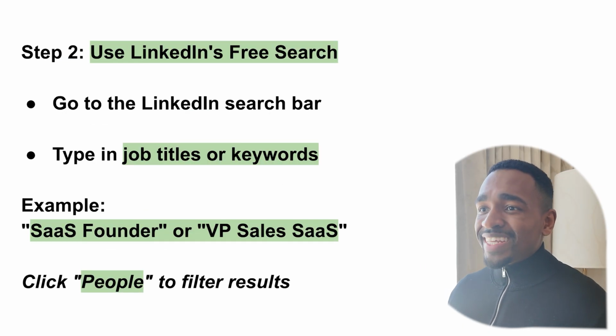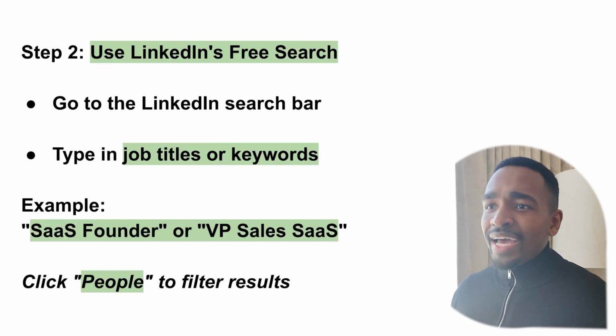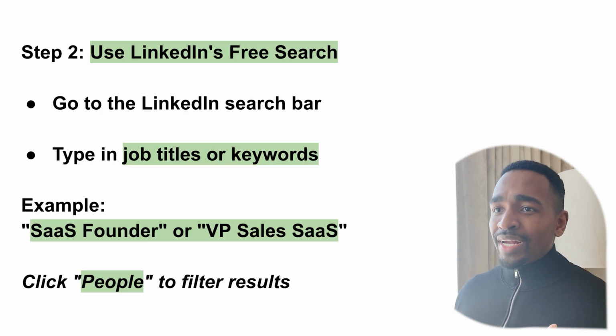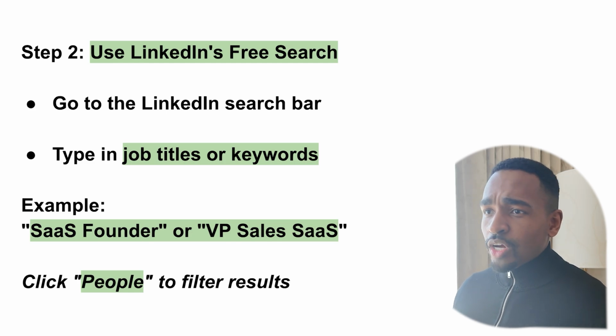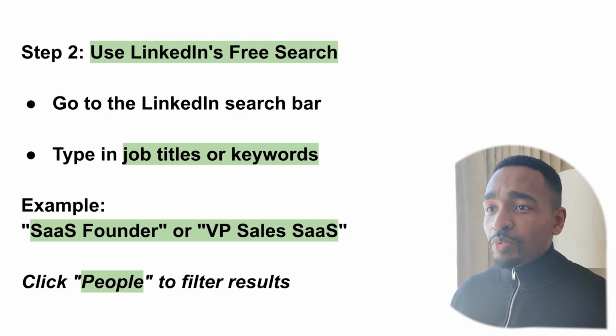So the second step is then to use LinkedIn's free search. So go to the LinkedIn search bar at the top and type in job titles or keywords related to your ICP. So for example, SaaS founder or VP of sales SaaS, and then click the people tab to filter your results to only show people, not companies or posts. LinkedIn will then show you a list of people who match your search, and this becomes your starting point.